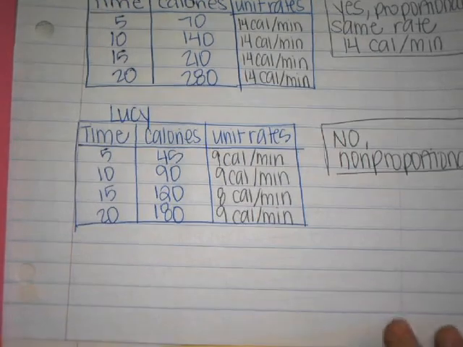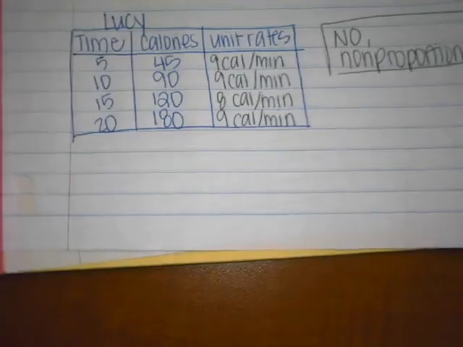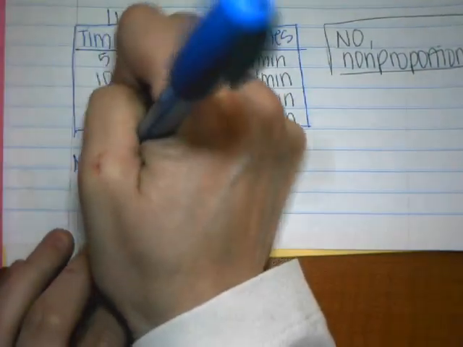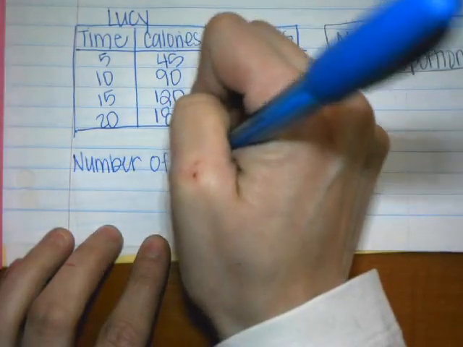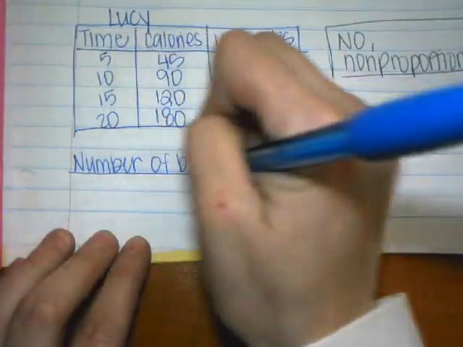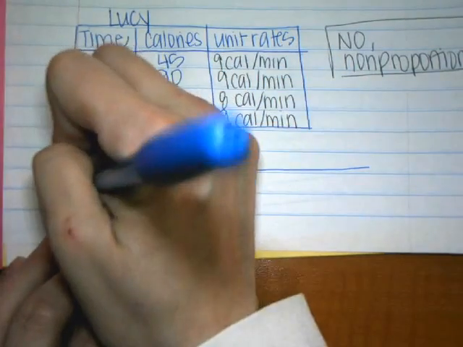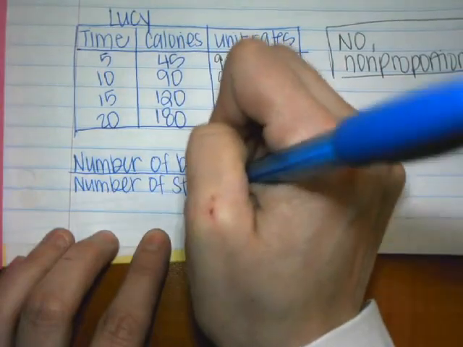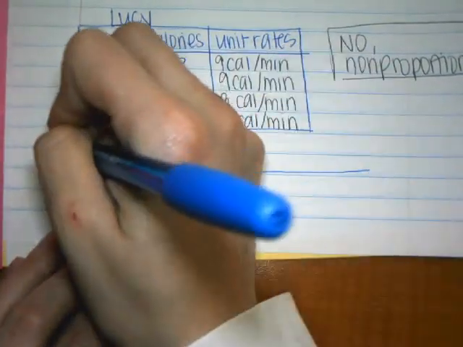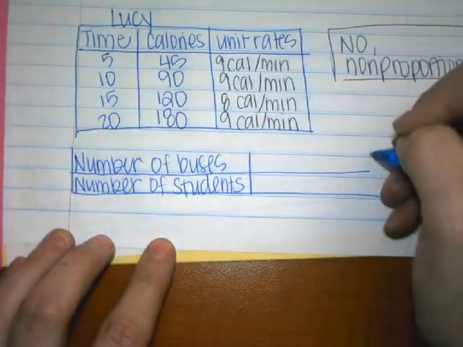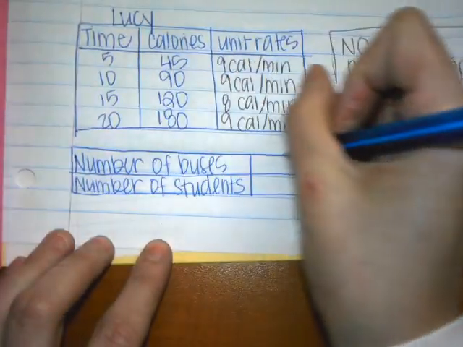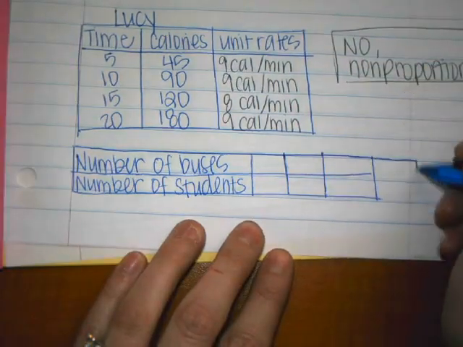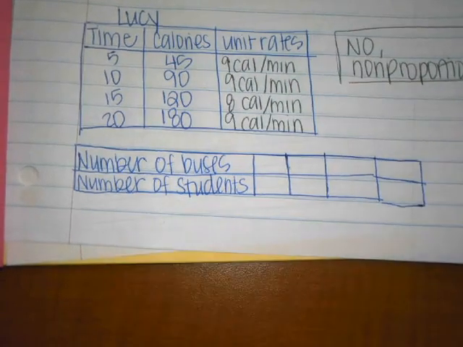Okay. Let's draw another table, but this time the table is going to look a little bit different. So it's going to look like this. It's going to have number of buses on top, and then it's going to have number of students on bottom. It'll look like that.